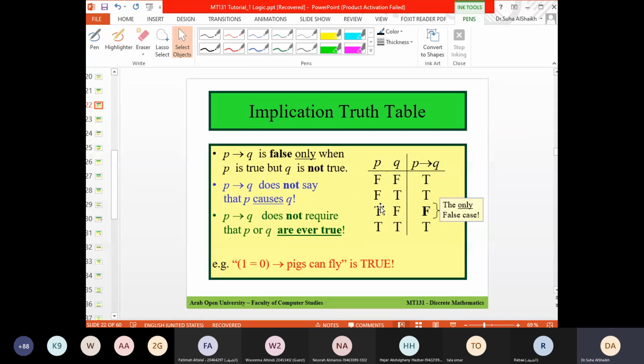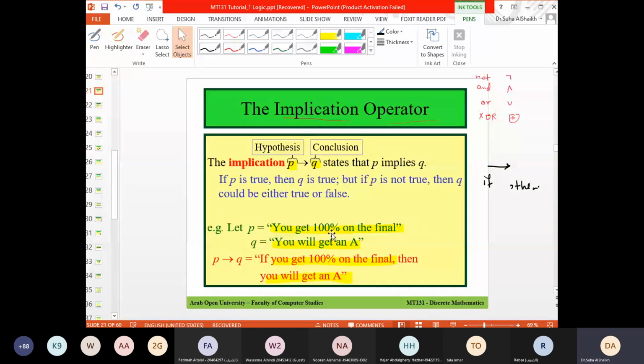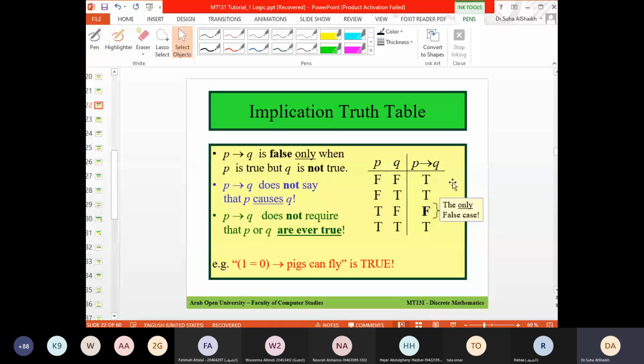Now the truth table طبعا. If you get 100% in the final, then you will get an A. Something lead to something. The truth table of this one is what you can see here. عندي P وعندي Q. Again, I'm connecting P to Q فراح يكون التيبل فيها بس سطرين وراح يكون عندي false, false, true, true, false, true, false, true. الامبليكيشن بس true or true all the time.